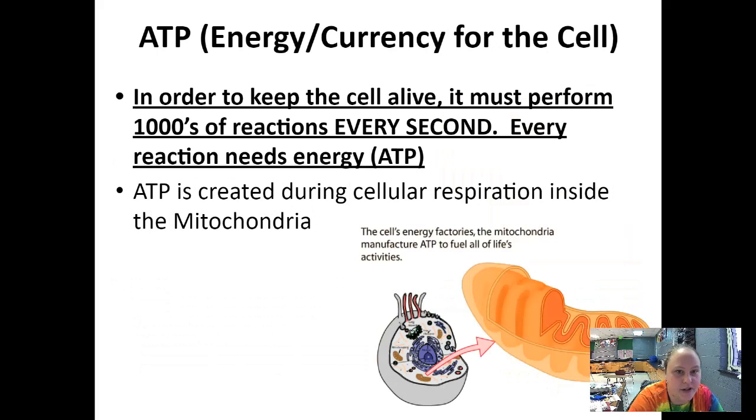So ATP, or energy, in order to keep the cell alive, it must perform thousands of reactions every second. Every reaction that the cell does needs energy. ATP is created during cellular respiration inside the mitochondria. So the mitochondria, which is the powerhouse of the cell we talked about, and it creates the energy, is where the glucose goes and is broken down to give that cell the ATP. And then the waste that's produced, like carbon dioxide, is then filtered back out into the bloodstream.